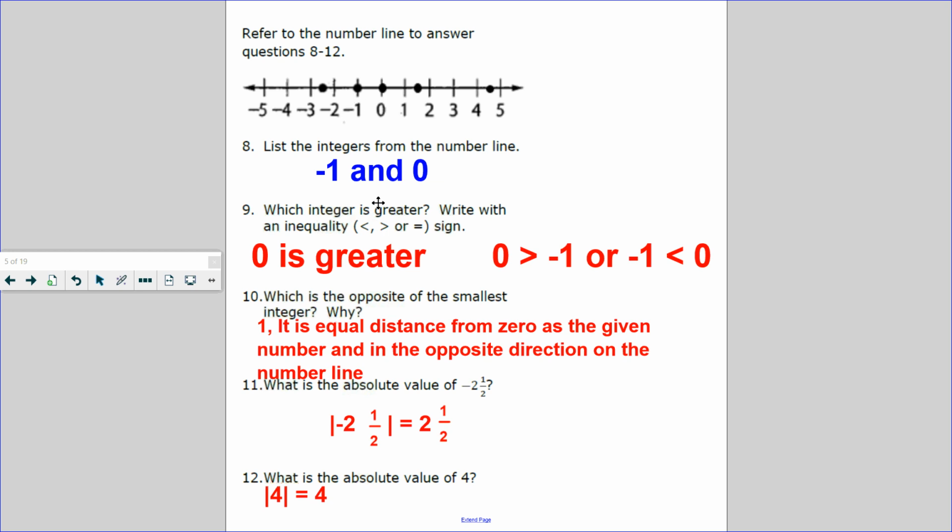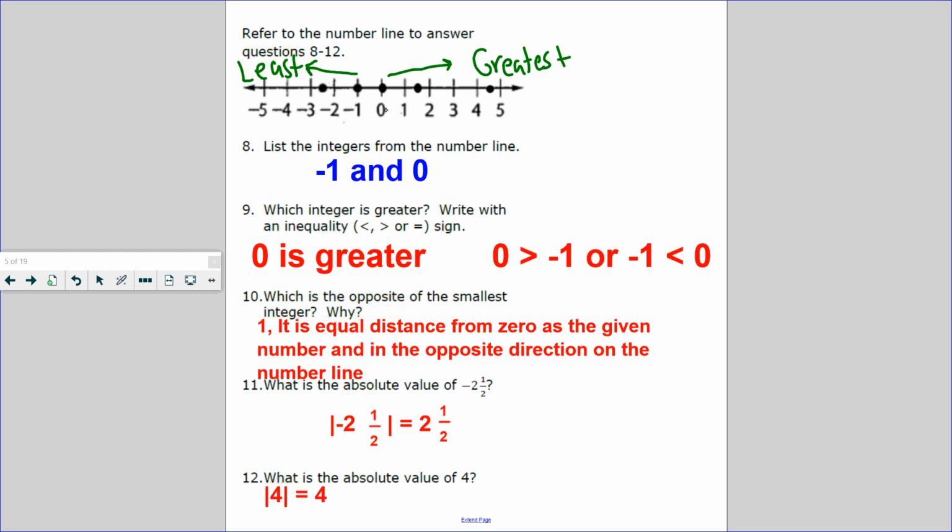Which integer is greater? So if you remember from ordering integers, where do you find the least integers? Right here. There was a boy in my 4th period class who said the left side is the least. And someone in my 8th period class noted that if it is to the right side, it is greater. If it is to the left side, it's least. So which integer is greater, -1 or 0? Well, 0 is greater than -1.